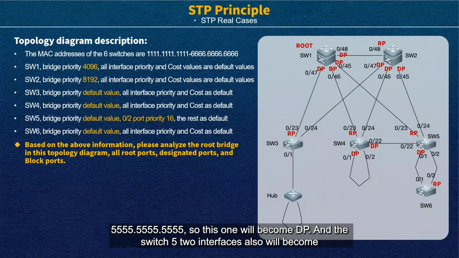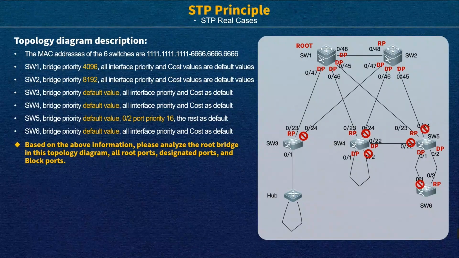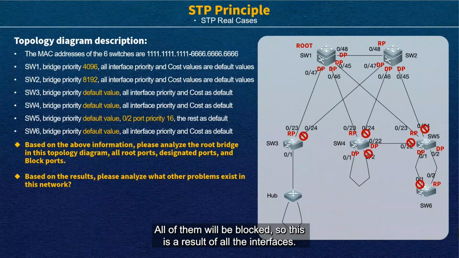And the switch 5 2 interface also will become DP because the cost value is smaller to switch 1. And the rest of the interfaces, we have to block. All of them will be blocked. So this is the result of all the interfaces.